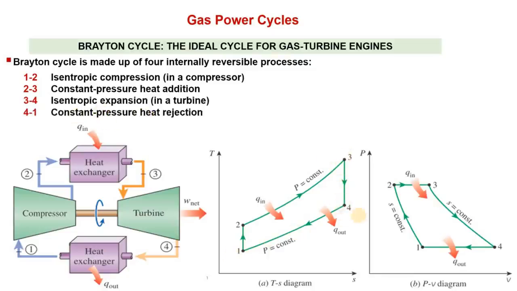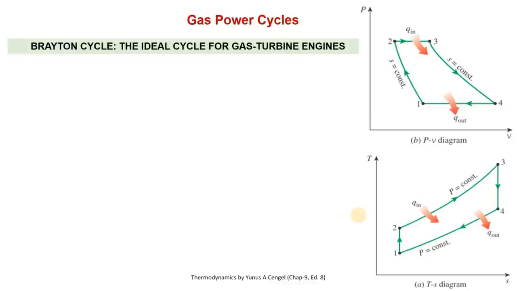4 to 1. Okay. Now let's do the thermodynamic analysis. So thermodynamic analysis means we want to derive the thermal efficiency equation, similarly to the steam power cycle, where we derived the efficiency equation. So the general definition of efficiency is the same, that it is equal to 1 minus Q out over Q in, or net work output divided by heat input.